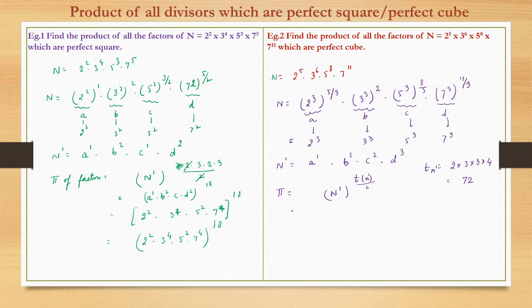Right. So n dash is A raised to power 1, that is 2 raised to power 3, into B raised to power 2, that is 3 raised to power 6. Then C square, that becomes 5 raised to power 6. And here D cube means 7 raised to power 9, raised to power Tn dash by 2, 72 by 2 is 36. So this is your answer.